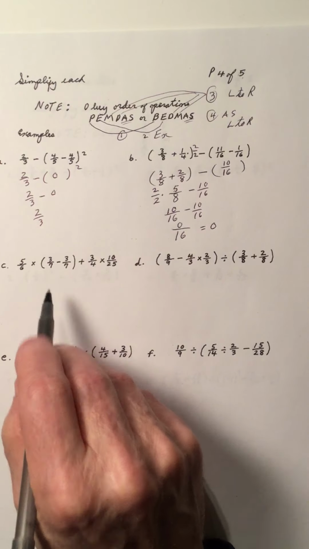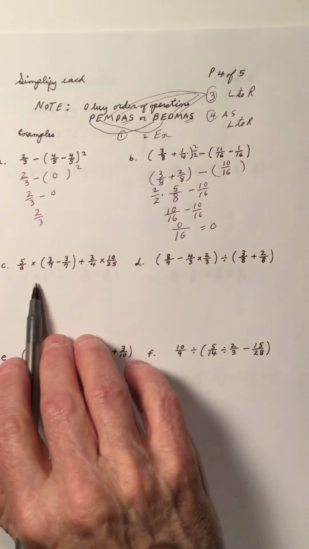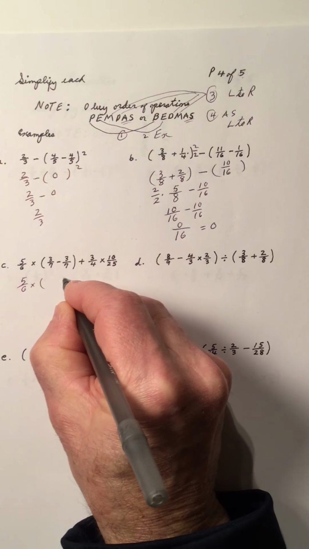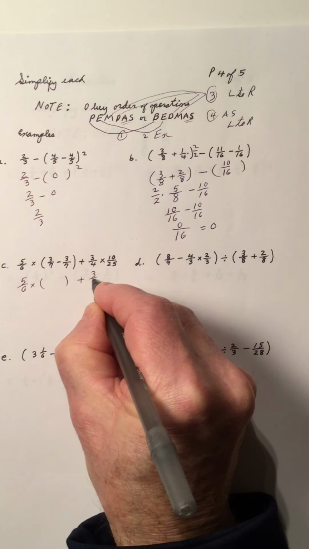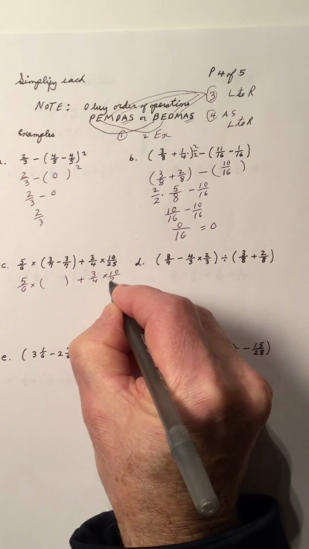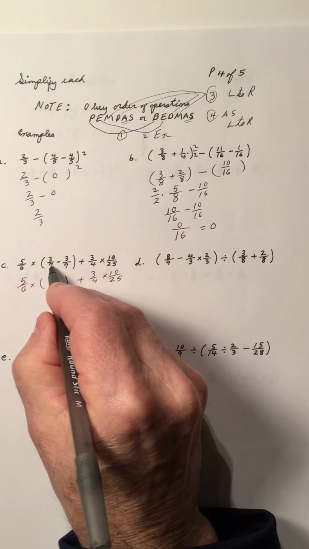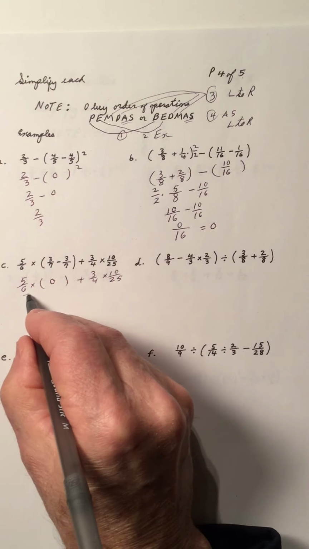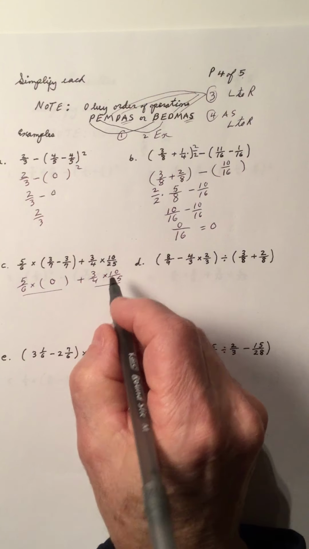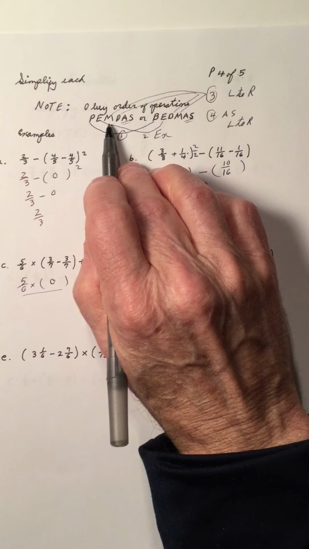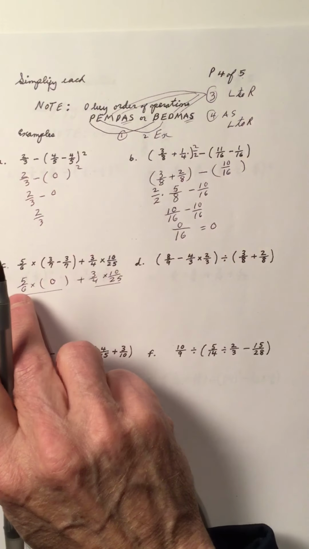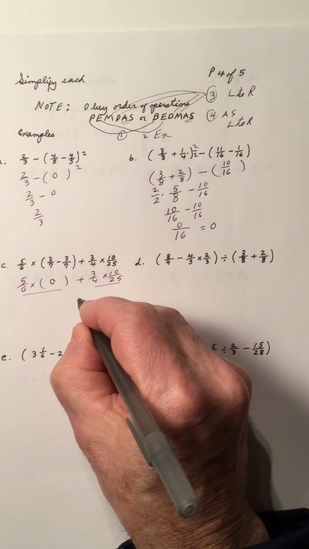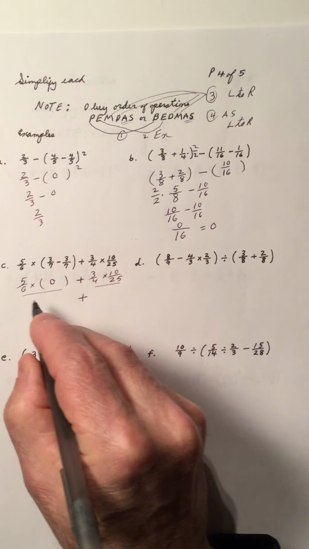C, BEDMAS, PEMDAS. We do the brackets, inside the brackets first. So notice I'm going to write it all down. I do one step at a time. So 3 over 7, subtract 3 over 7, 0. That's done. Now we have what's left. We have a multiplication, addition, multiplication. So PEMDAS says we do multiplication and division from left to right. So as we go left to right, we do the multiplication, and leave the addition alone. Don't touch it.